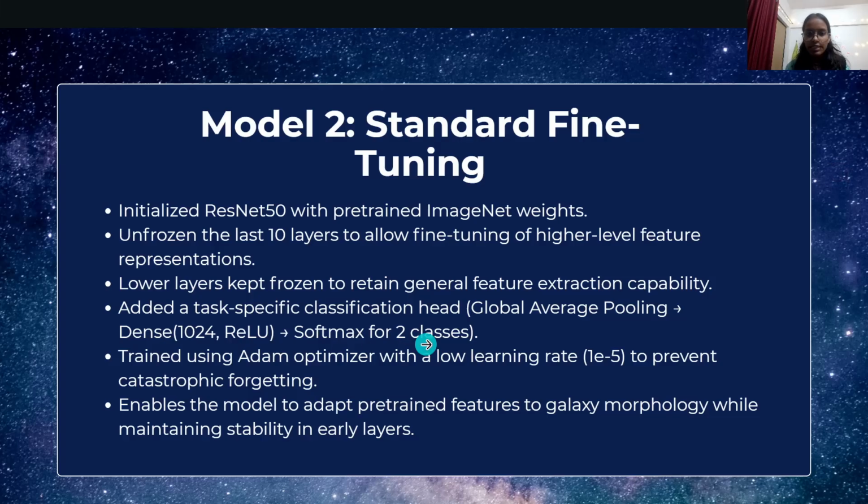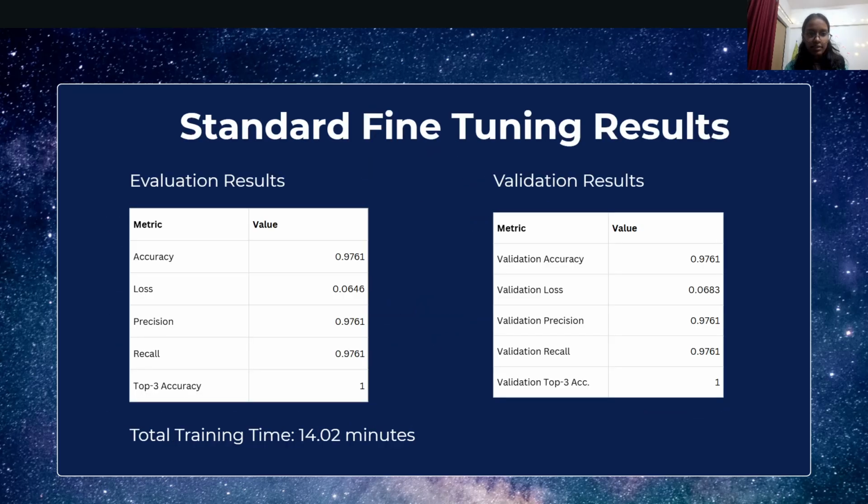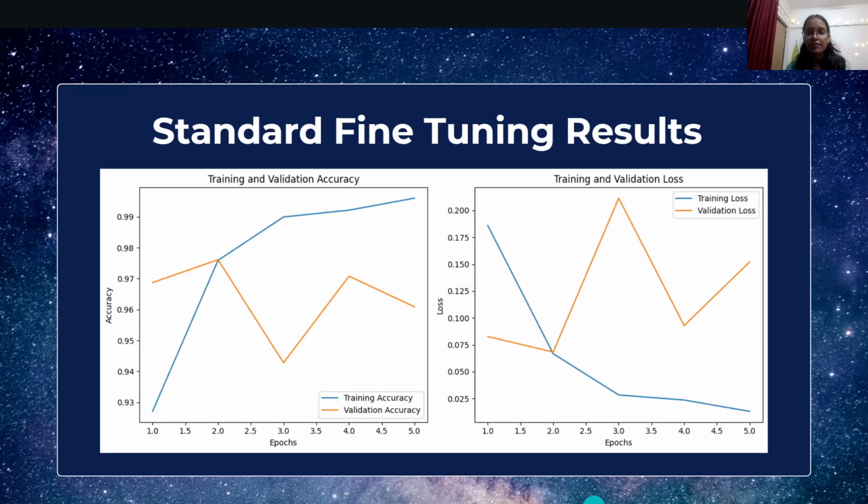We will see the standard fine-tuning result here. This is our evaluation result and this is our validation result. We got 97.6% accuracy on the evaluation result, and the validation accuracy is also similar. Our total training time was 14.02 minutes, so it took 14 minutes for the whole model to fit. And this is our standard fine-tuning result graph. This is our training and validation accuracy, and this is for loss. We can see our validation loss has increased and then decreased.